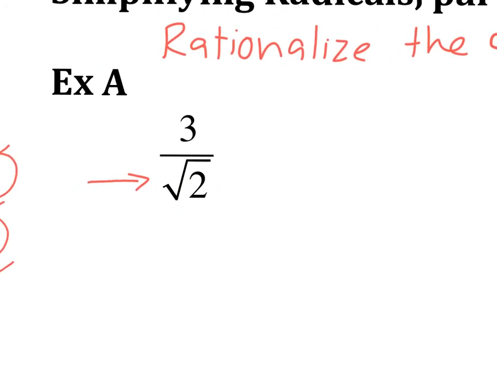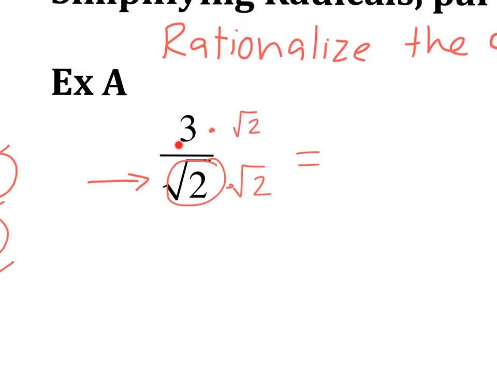It's actually very quick. All we have to do is take exactly what we see, the radical 2, and we're going to multiply it by itself. Now remember, with fractions, whatever I do to the bottom, I have to do to the top in terms of multiplying or dividing. So that means I have to multiply the top by radical 2 as well. Now we start to simplify.